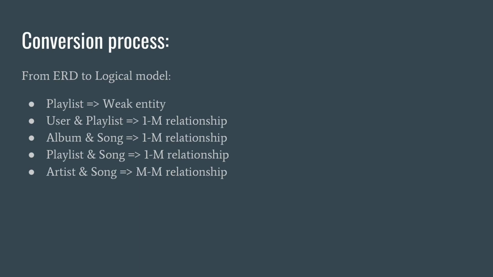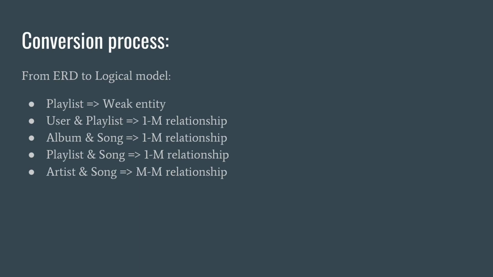So here, for example, the user ID from the user table becomes a foreign key in the playlist table. Similarly, the album ID becomes a foreign key in the song table, and so on. So next, let's check for any M2M relationships. And yes, we have one M2M relationship, which is artist and song. So it's like many artists can perform many songs.